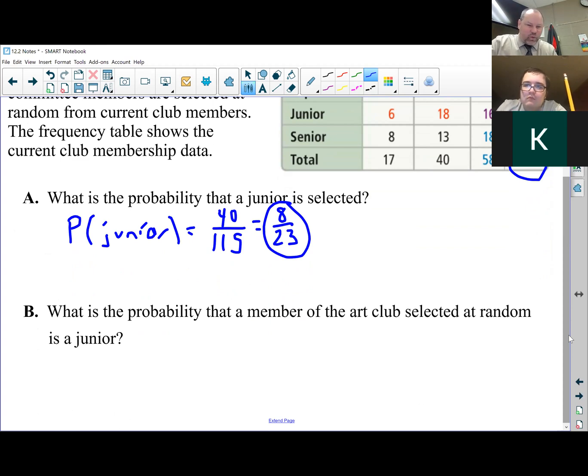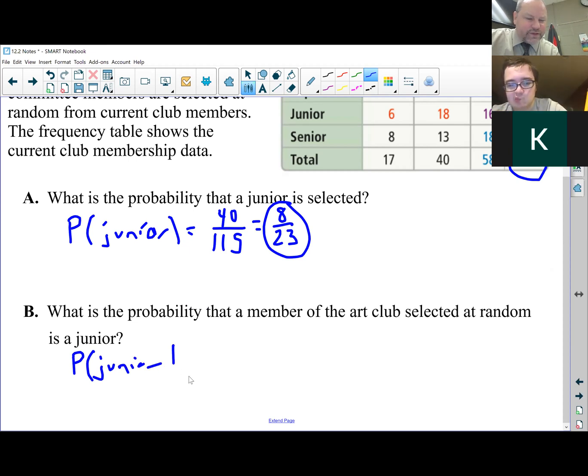Part B, what is the probability that a member of the art club selected at random is a junior? So in our conditional probability, it would be the probability we select a junior given they're in the art club.